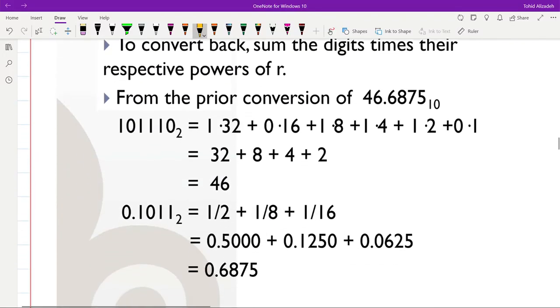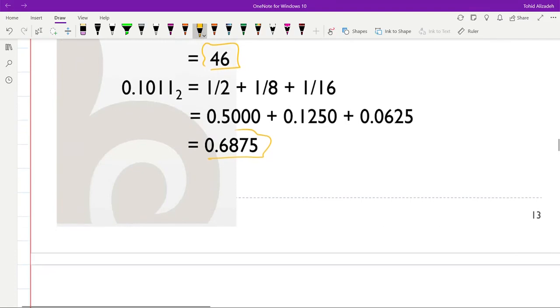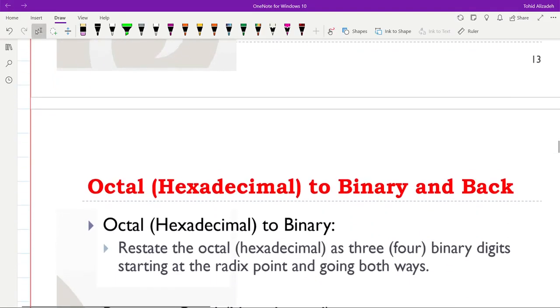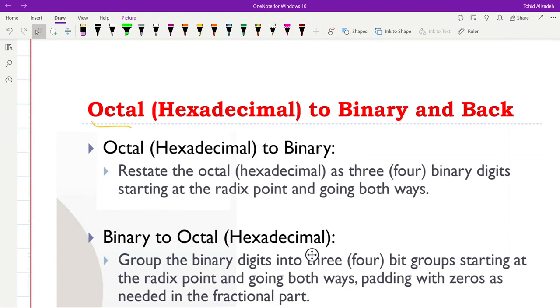And then if we obtain the equivalent decimal number for the integer and fraction part, you can see that they are the same as the original number from which we just started to do the conversion. We can do the conversion directly from octal to the binary and back.